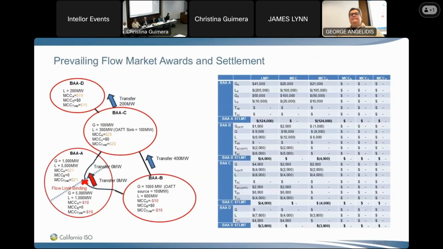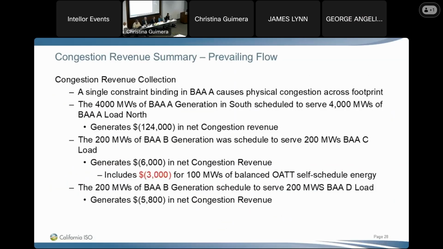Now, there's a table here that goes through all the settlement. Last time we went line by line through settlement. We're going to skip that this time. We'll go to the next slide. I did a little summary on congestion revenue, where it's collecting, and then the next slide will be how we're distributing it. In the collection, as I said, there's a single constraint binding in BAA.